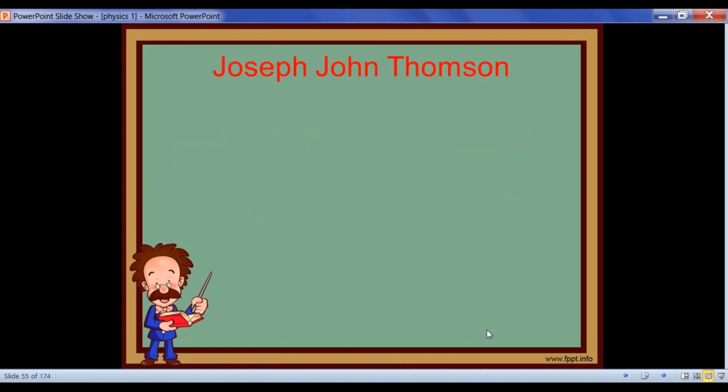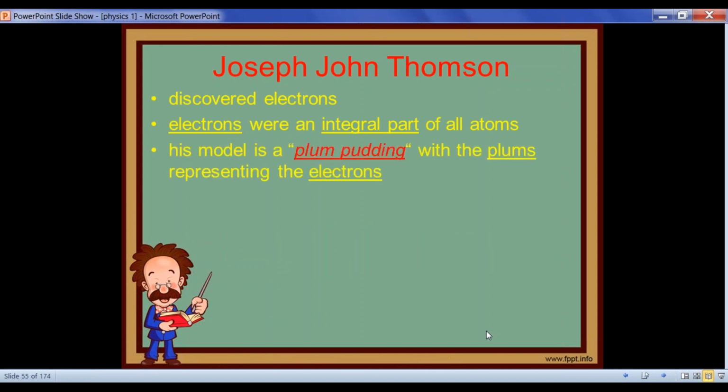Next, by Joseph John Thomson, he is commonly known as J.J. Thomson. So Thomson discovered electrons. Electrons, according to him, were an integral part of all the atoms. So, kailangan may electrons daw, at may electrons talaga sa lahat ng uri ng atoms.